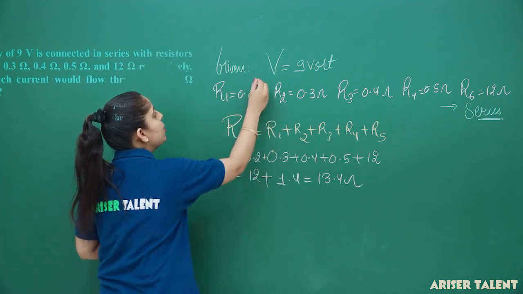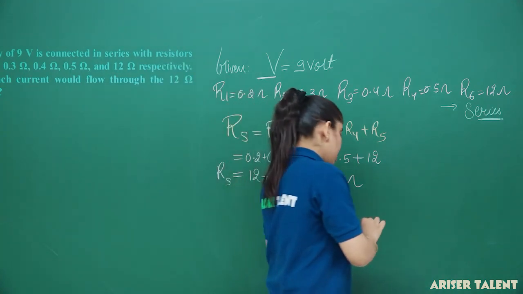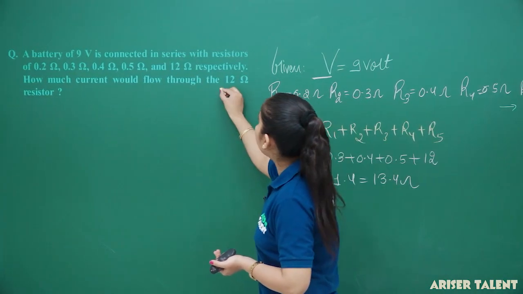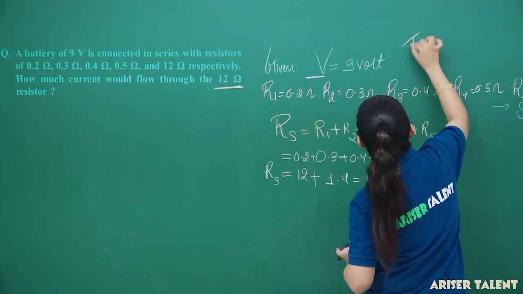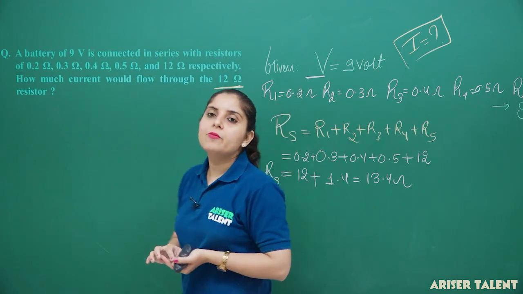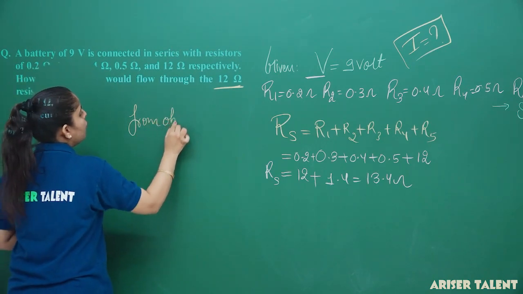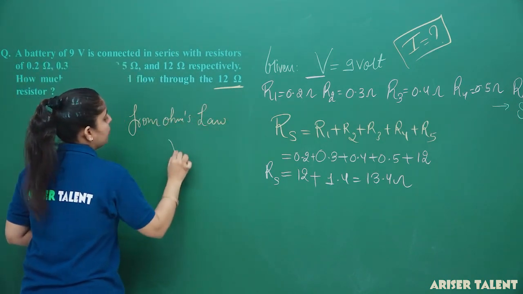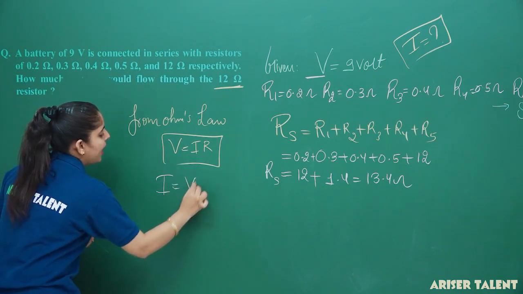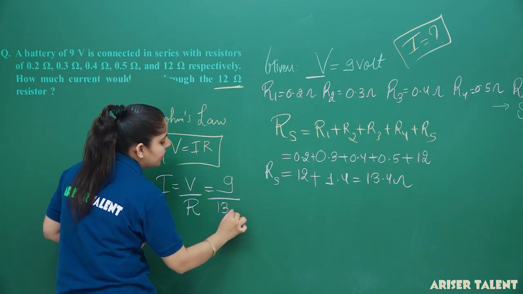So you can see here, this is the value of voltage we have, and here we have calculated the equivalent resistance. Now, what you have to find in the given question is the current that is flowing in the 12 ohm resistor. So you have to determine the value of current here. Again, I, V and R give you a relationship through Ohm's law. So applying Ohm's law, V equals IR, and current will be calculated as voltage upon R. Voltage here is 9 volt and the resistance here is 13.4.